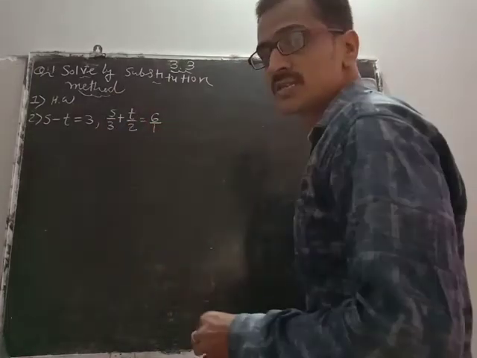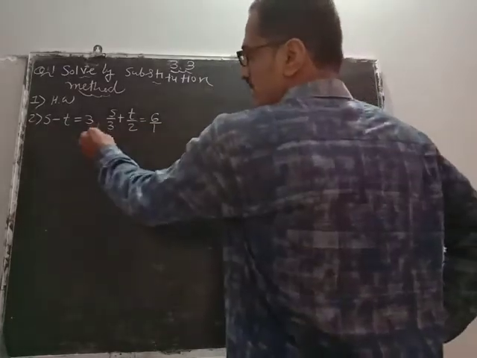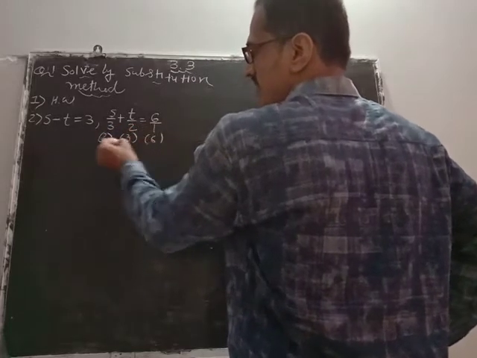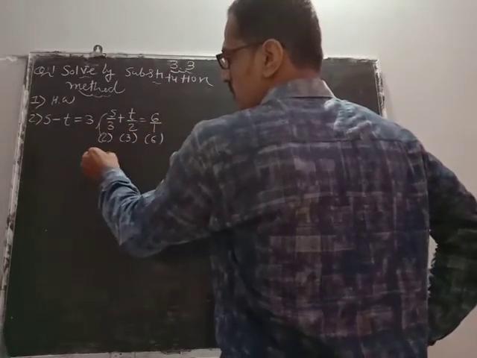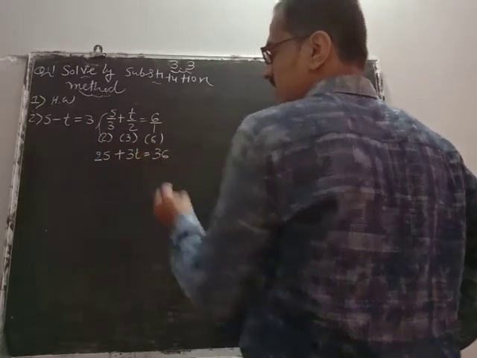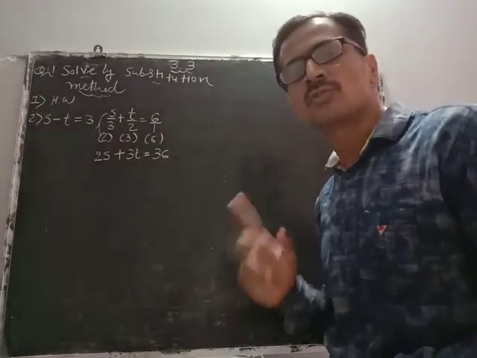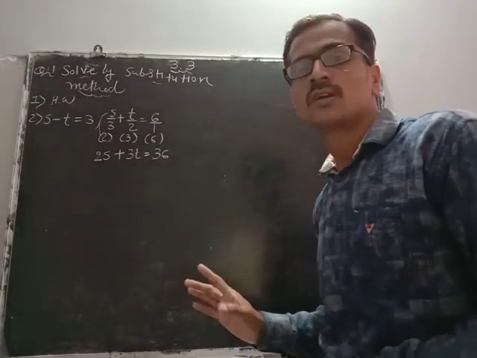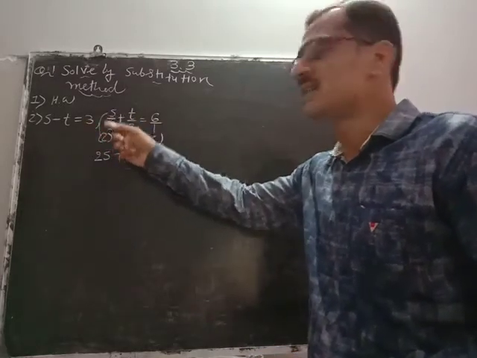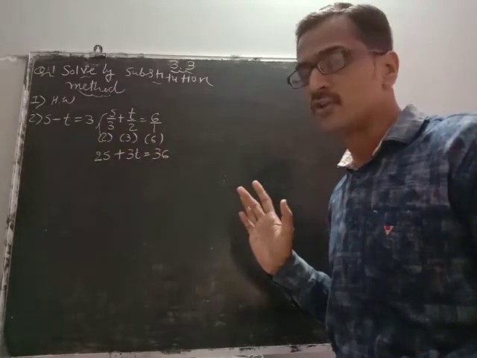LCM of 3, 2, 1 will be 6. So to make the LCM 6, 3 should multiply with 2, 2 with 3 and 1 with 6. So 2 into S, 2S, 3 into T, 3T, 6 6s are 36. Remember one thing, when we find the LCM on both sides of the equals sign, no need to write the denominator. Left hand side we have found the LCM, right hand side also we have found the LCM. So no need to write the denominator.